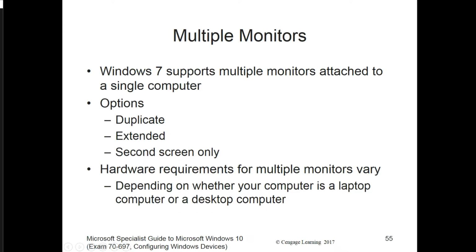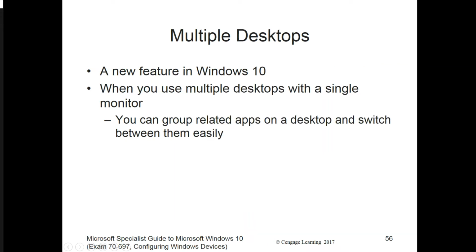Windows 7 supports multiple monitors attached to a single computer. Now the options include duplicate, extended, or second screen only. That's Windows 7. Hardware requirements for multiple monitors depend on whether your computer is a laptop computer or a desktop computer. A new feature in Windows 10, when you use multiple desktops with a single monitor, you can group related apps on a desktop and switch between them easily.